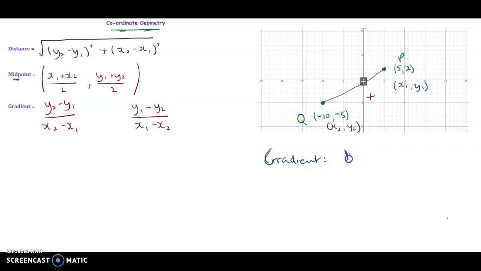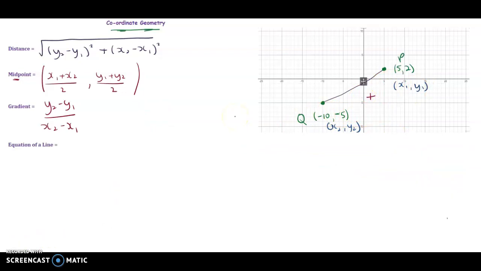Now, to find the gradient of this line PQ, the gradient would be y2 minus y1 over x2 minus x1. So that would be (minus 5 minus 2) over (minus 10 minus 5), which is minus 7 over minus 15, which would be 7 over 15. So that, everyone, is the gradient of this PQ line. Now let's move on to my next formula.